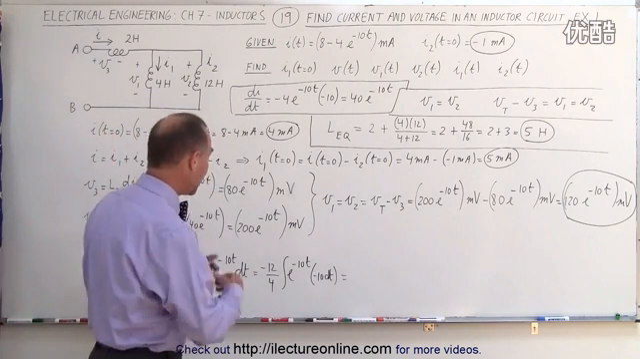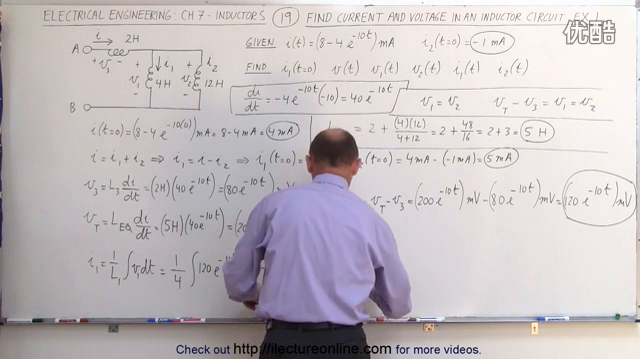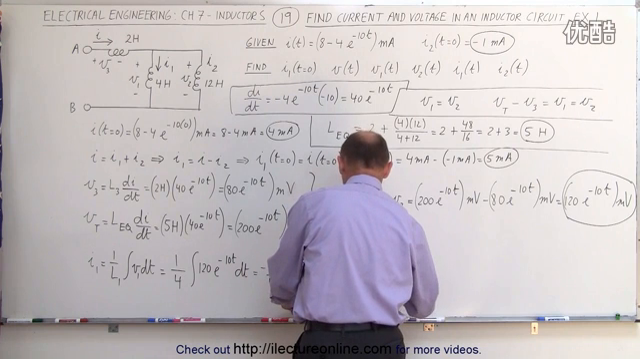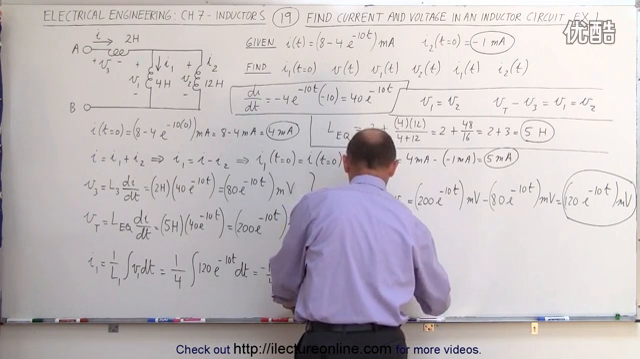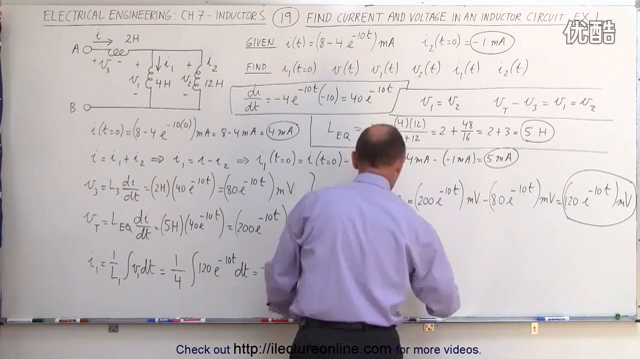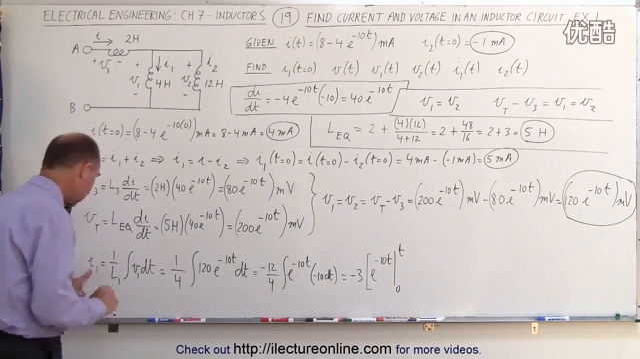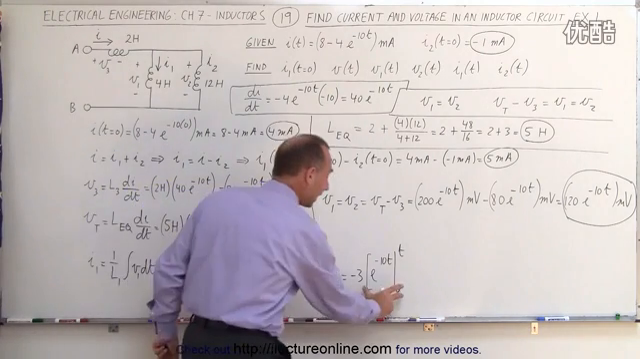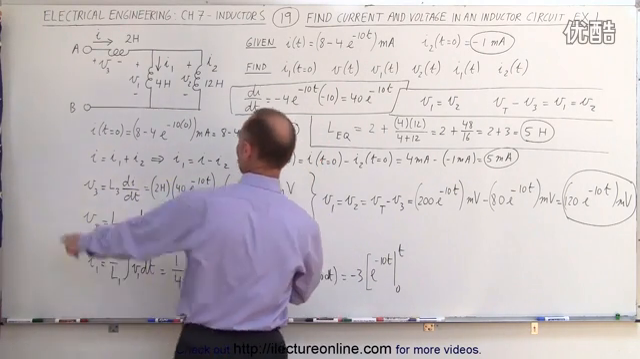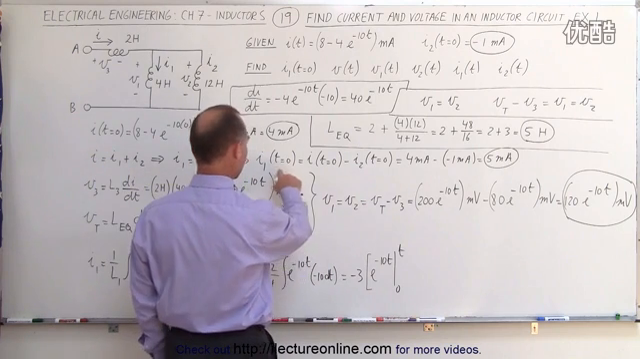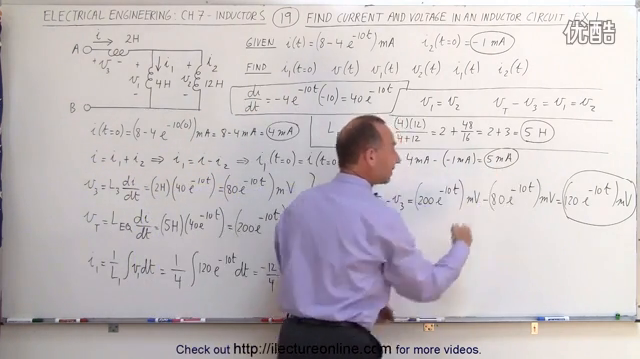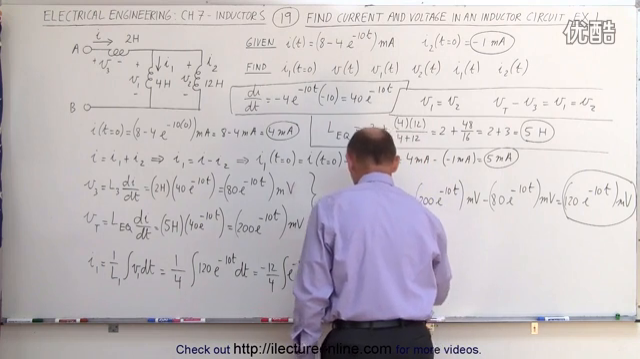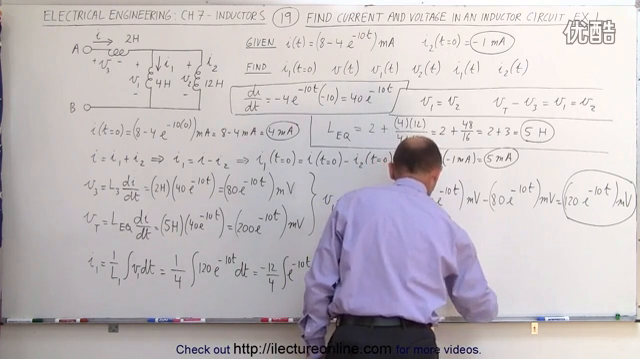So now we're ready to integrate this. When we integrate it, we get minus 3 times the integral of that, which is e to the minus 10t evaluated from 0 to t. But then, of course, we still have to add to that, because we're calculating the current through branch 1, the current it had at t equals 0. The current when time is equal to 0 for I1, right here, was equal to 5 milliamps. So we have to add the initial current as well. So plus 5, and this is all in milliamps.